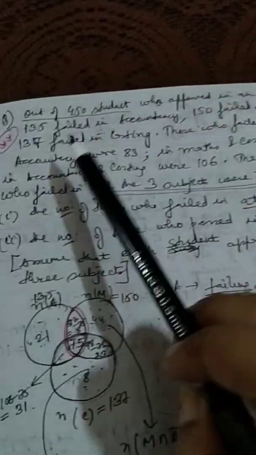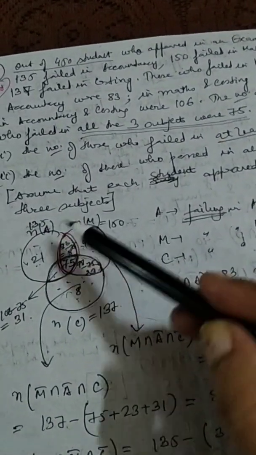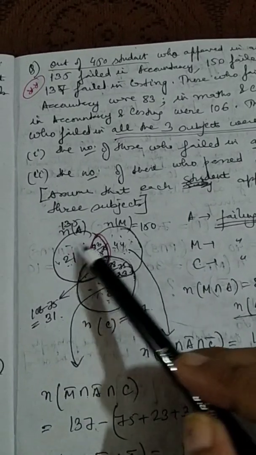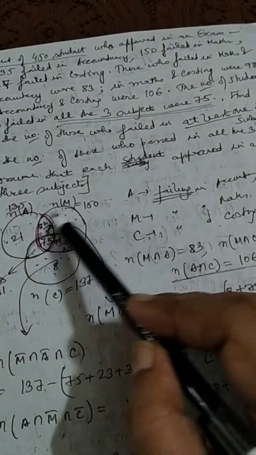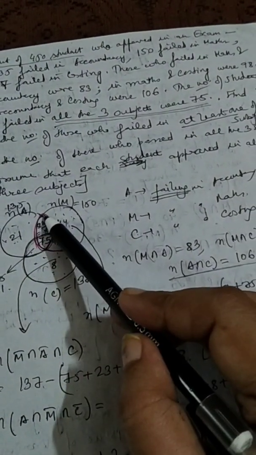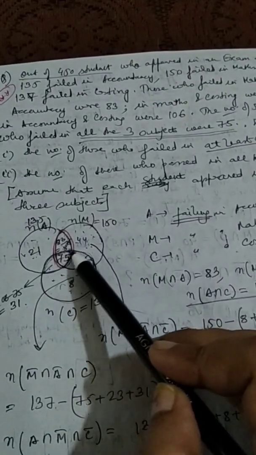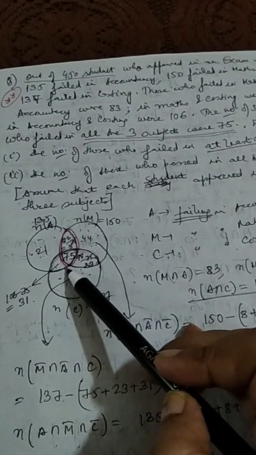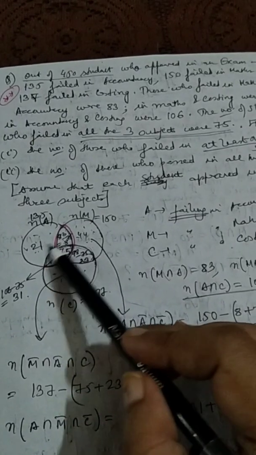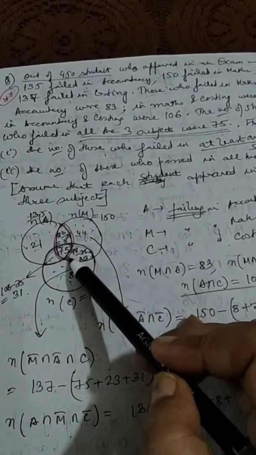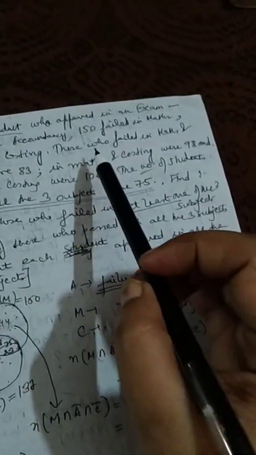Those who failed in maths and accountancy were 83. That means what? This portion over here, I've drawn the 3 circles representing accountancy, maths and costing. This is the portion common to A and M, that is common to accountancy and maths, and therefore this portion over here is 83, out of which a certain portion is occupied by all the 3. So we need to know how many students have failed in all the 3 subjects, because this is the common region which represents failing in all the 3 subjects. So therefore, we complete the question first.